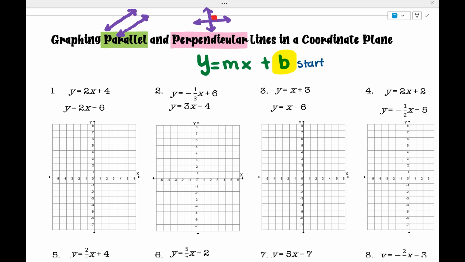Okay, so all these equations are in this form. This is called slope-intercept form, which is y equals mx plus b. So in our graph, we always start with the b part of it, which is your y-intercept. The first one happens to be 4. So on the y-axis, we're going to place our first point on 4.